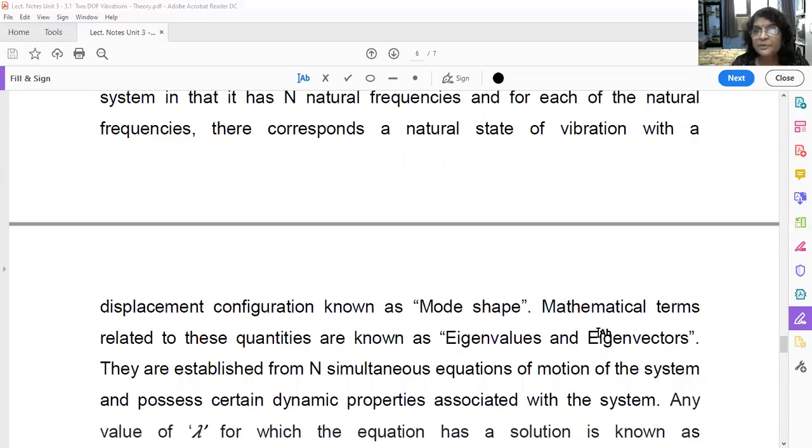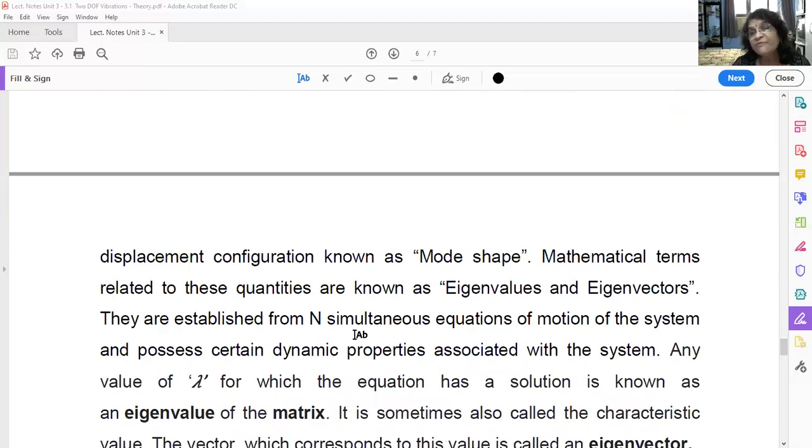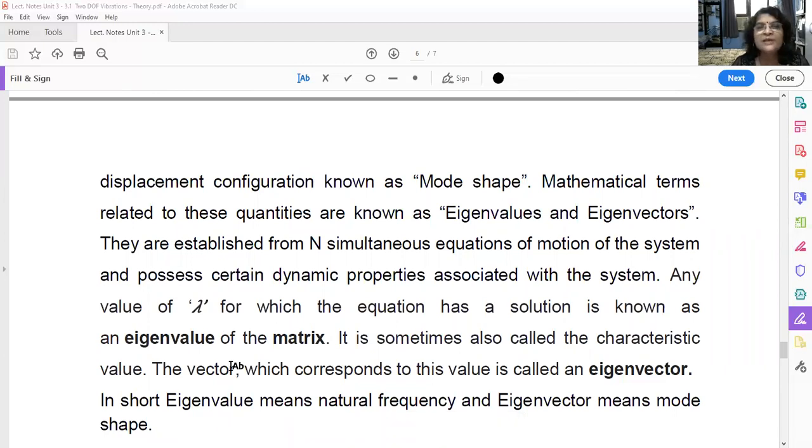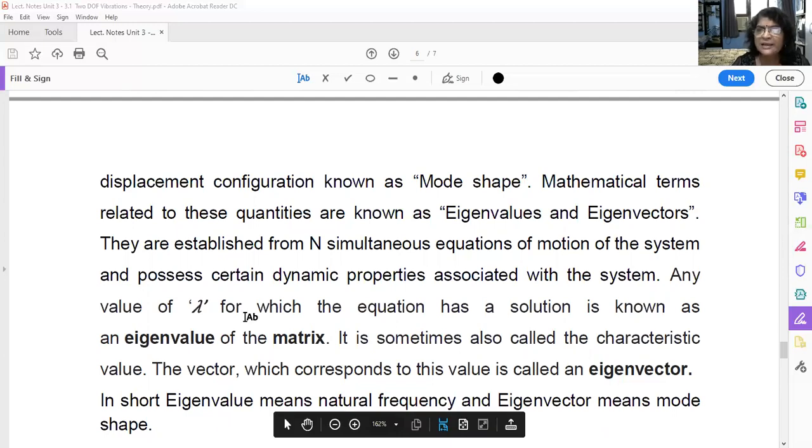Okay, so mathematical terms related to these quantities. Which quantities? Natural frequency and mode shape are known as eigenvalues and eigenvectors. They are established from n simultaneous equations of motion of the system and possess certain dynamic properties associated with the system. Okay, any value of lambda for which the equation has a solution is known as the eigenvalue of the matrix. This is the basic definition of the eigenvalue.